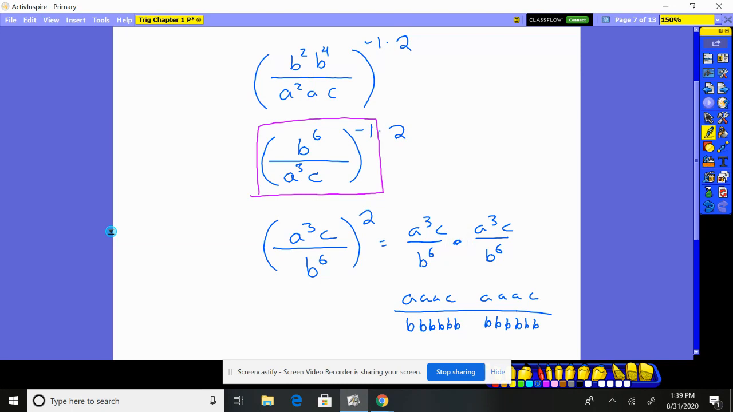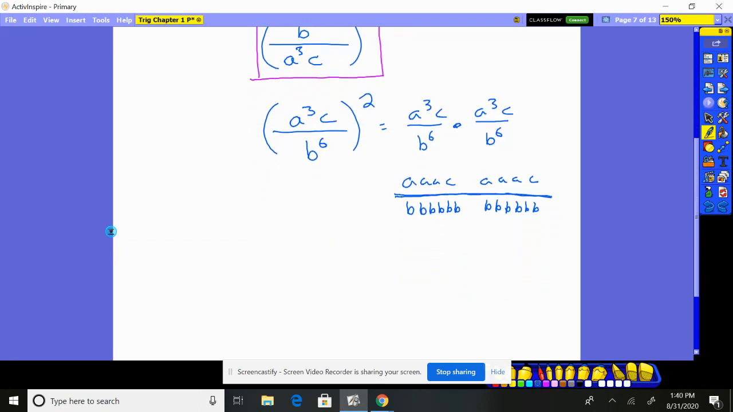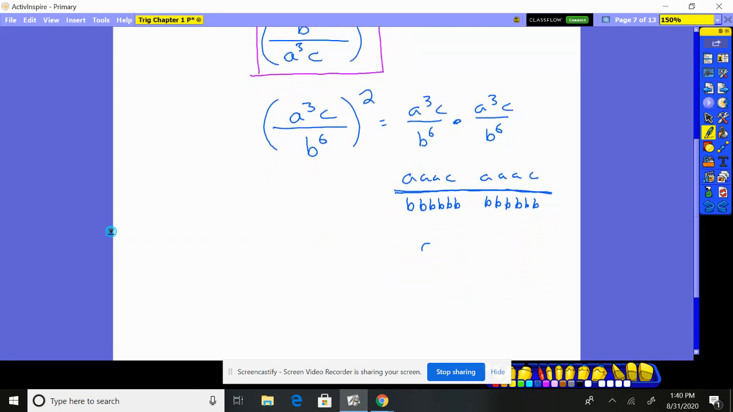Since it's multiplication here, that's why I just wrote that one whole big bar, because basically we're going to multiply everybody up top and everybody down below. A's, I get a to the 6, c squared. How many b's do you see in the bottom? 12. So that's what we have for that guy.